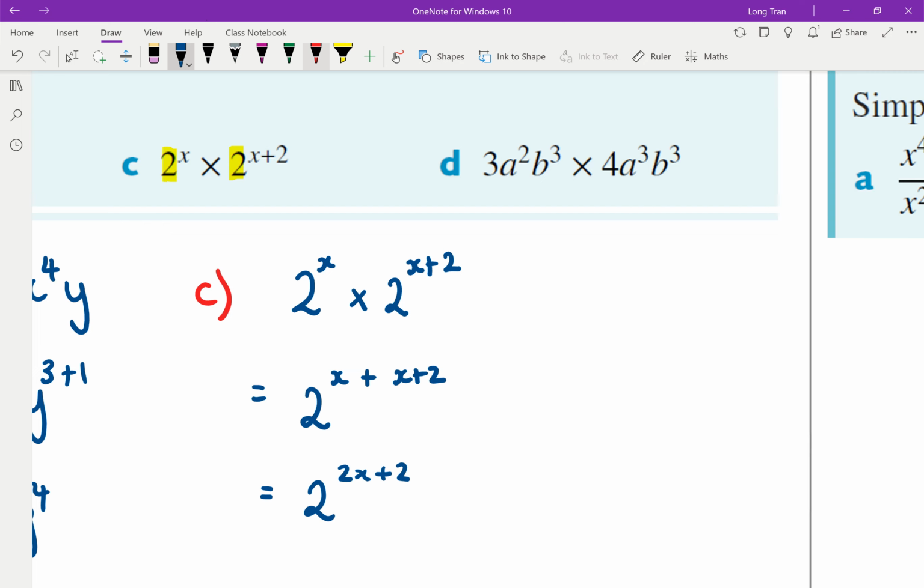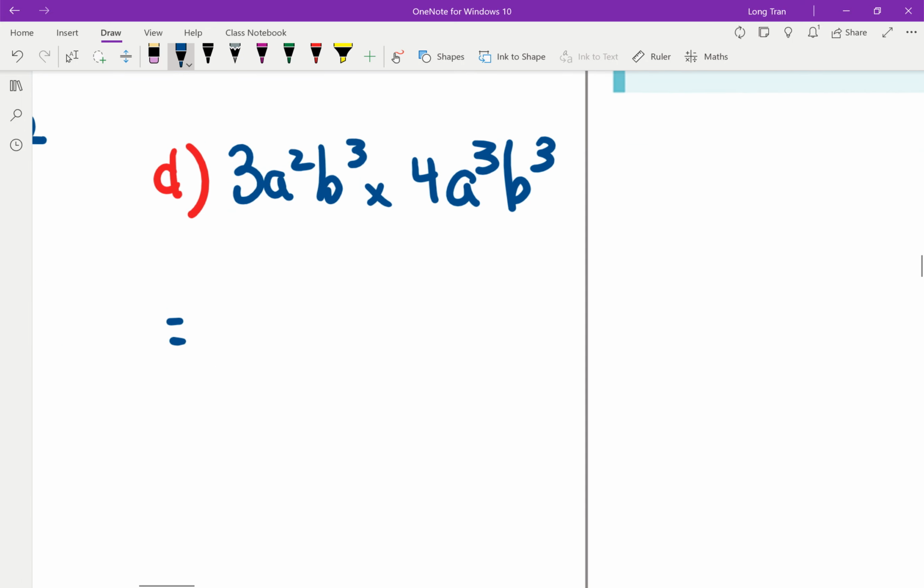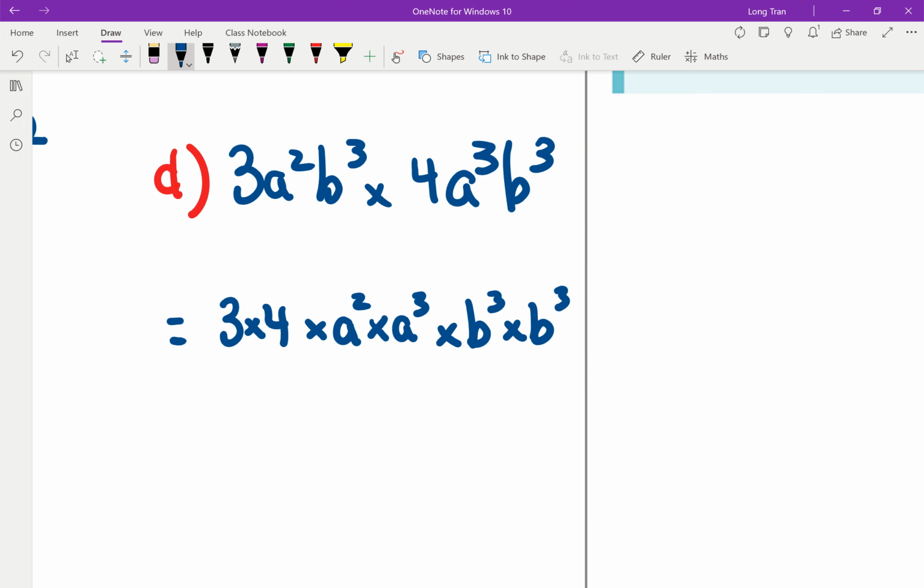And then finally, as part of example 1D, you now have 3a squared b cubed multiplied to 4a cubed b cubed. Using indices, we're going to collect all the numbers and letters together. So I like to write it as 3 times 4, so numbers with numbers, and then times a squared times a cubed, times b cubed times b cubed. That way I'm keeping all the numbers together, all the a's together, and all the b's together.